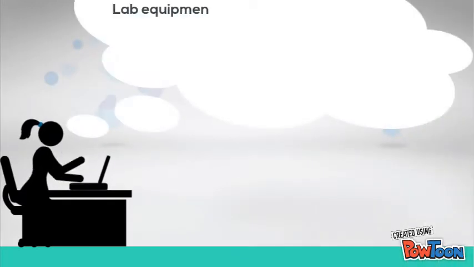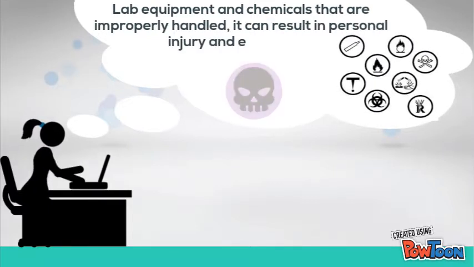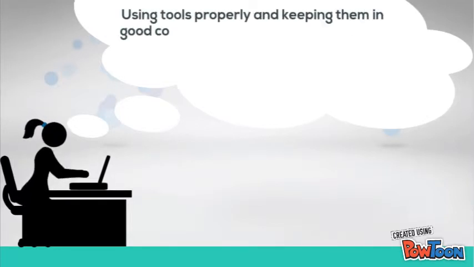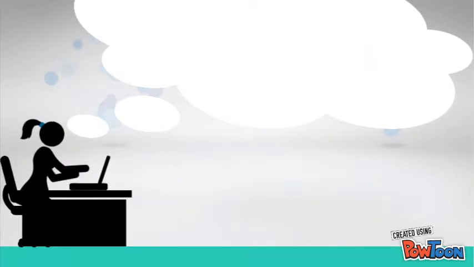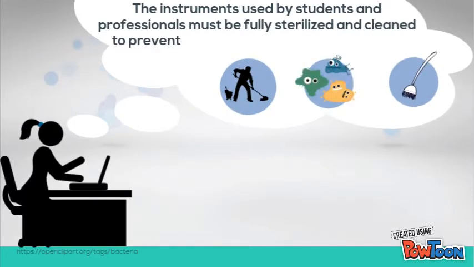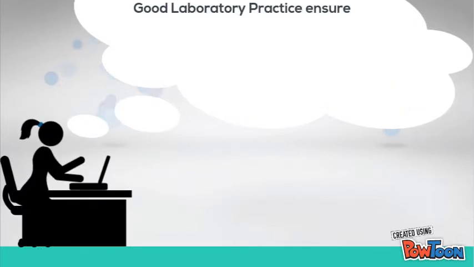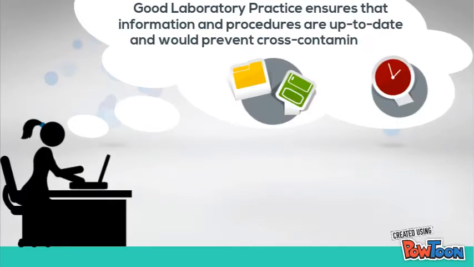When lab procedures aren't followed properly and lab equipment and chemicals are improperly handled, it can result in personal injury and even death. Using tools properly and keeping them in good condition goes a long way to reduce equipment-related hazards. The instruments used by students and professionals must be fully sterilized and cleaned to prevent the dangerous spread of bacteria. Good laboratory practice ensures that information and procedures are up to date and prevents cross-contamination.